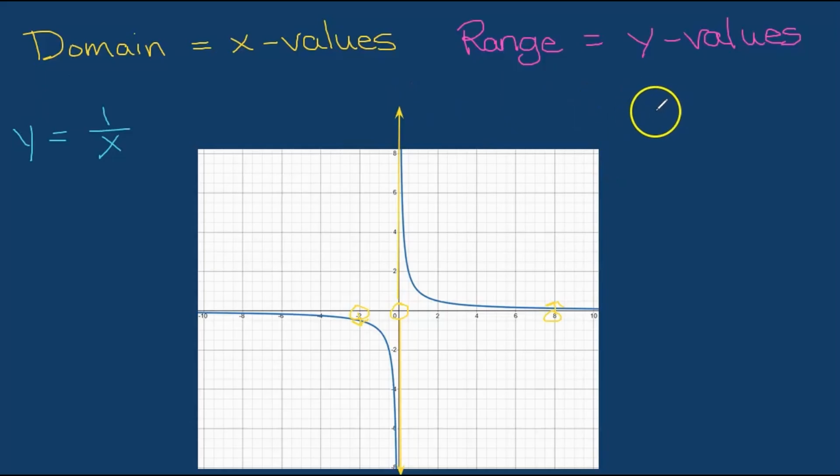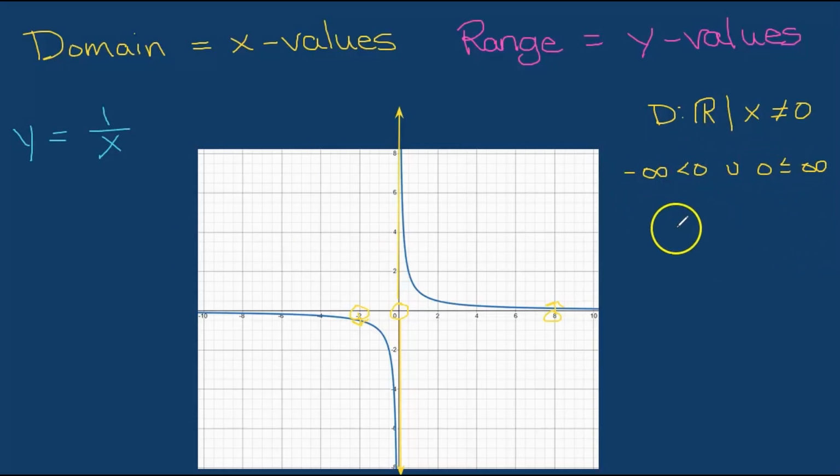So we can write our domain as all real numbers except x cannot equal 0. Now, it's not very convenient to write this in interval notation, but if we really had to, we would write it like this and union it with this. So if you do have a teacher that's asking you to write this, this is the way that you would do it. Now let's talk about our range.